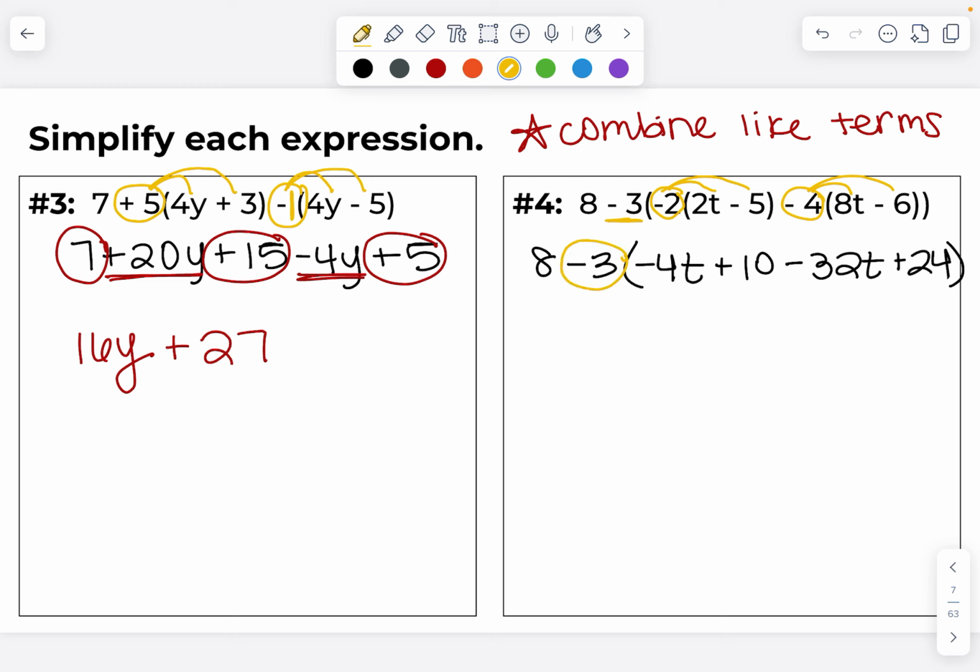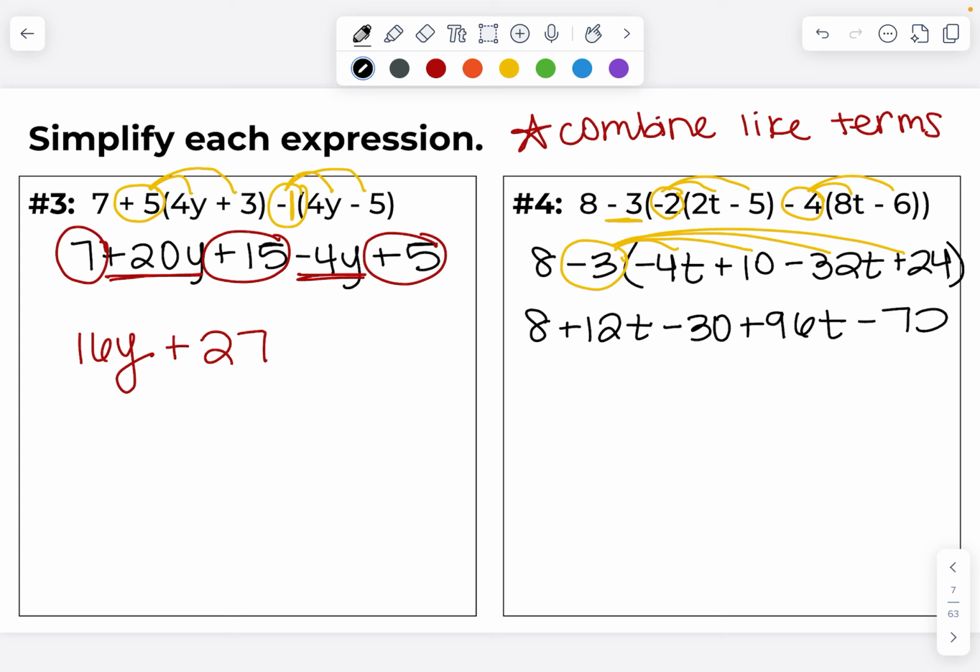Now I'm going to take this -3 and I need to distribute to each piece inside here. So when I do that, I'm still going to bring down this 8. And then I'm going to have a positive 12t, negative 30, plus 96t, and then minus 72.